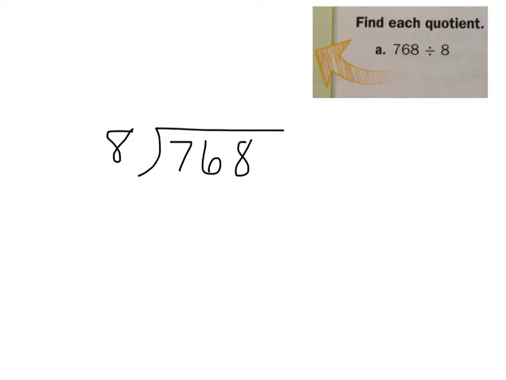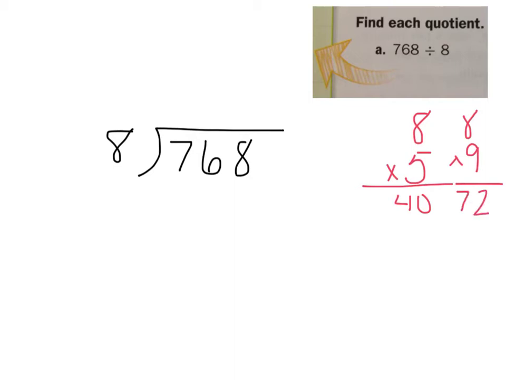I begin by thinking to myself, can the 8 go into 7? No, it can't. It can go into 76. I'm not sure how many times, so I can go off to the side and do some mental math. 8 times 5 is 40. 40 is not close enough. I'm going to try 8 times 9. 8 times 9 is 72. That's pretty close. That's as close as I'm going to get, so I'm going to use the number 9 in my problem.